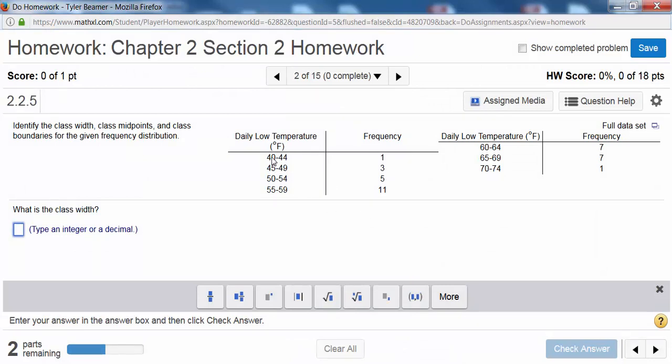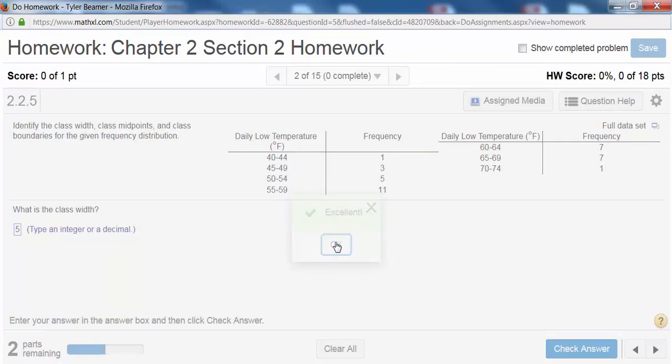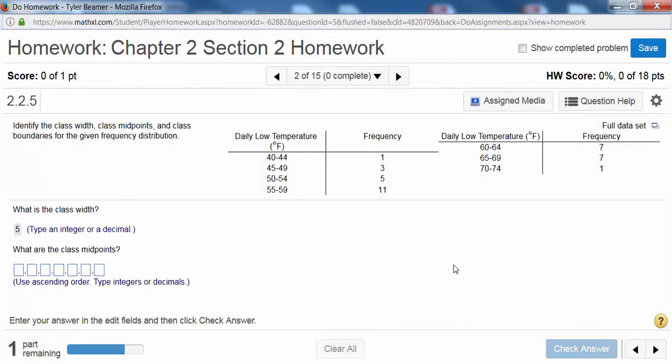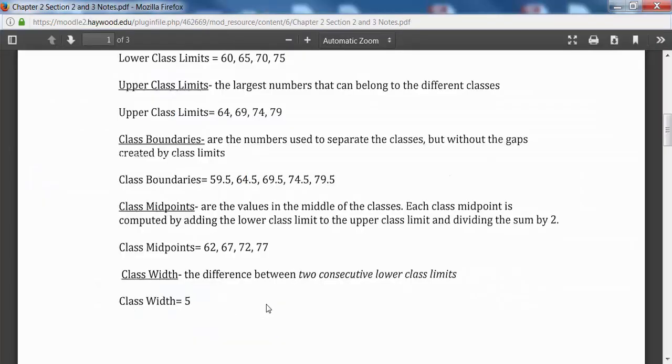So if we look at the difference between the lower class limits that are consecutive, right? 45 minus 40, that's a difference of 5. 50 minus 45, that's a difference of 5, so on and so forth. So you notice that the difference in the consecutive lower class limits for each of these classes is 5, so therefore that is the class width. And we type that in here, check our answer. Excellent. Okay. Class midpoints. So let's go back to our notes.